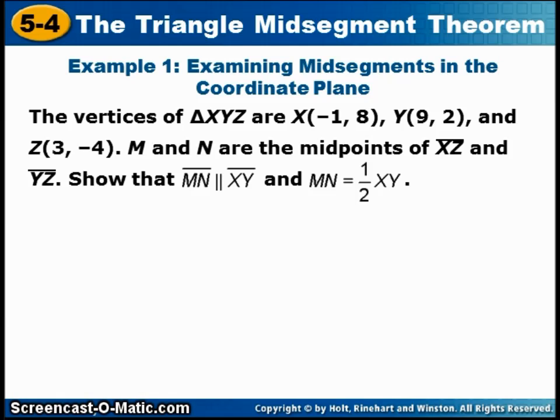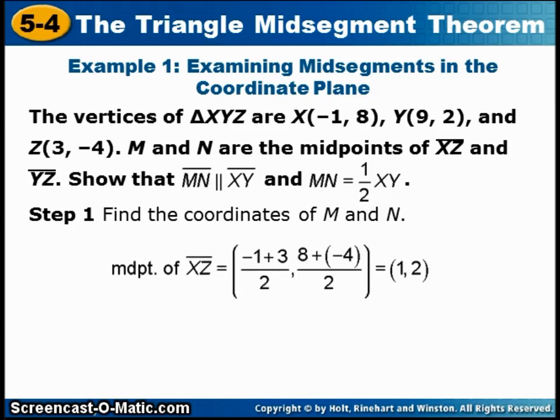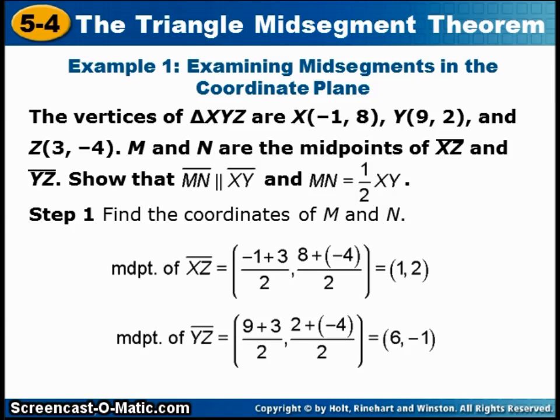So the first thing we need to do is find the midpoints, M and N. So we have to use the midpoint formula. We get that the midpoint of XZ is at (1, 2). The midpoint of YZ is at (6, -1).